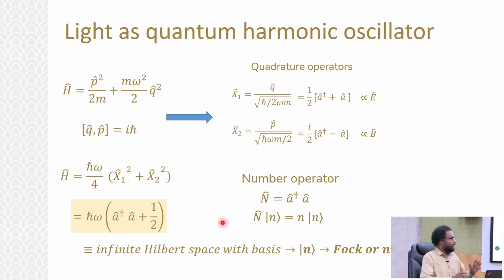Okay. Remember, x1 and x2, like position and momentum, do not commute, and so they are subject to the Heisenberg uncertainty principle, which means that the uncertainty in x1 multiplied by the uncertainty in x2 should always be greater than or equal to 1 over 4. That is the Heisenberg uncertainty associated with quadrature operators.